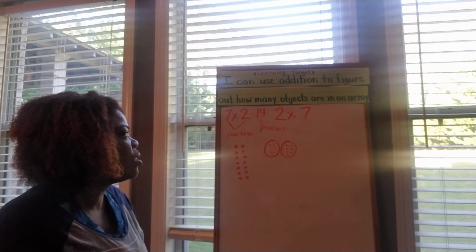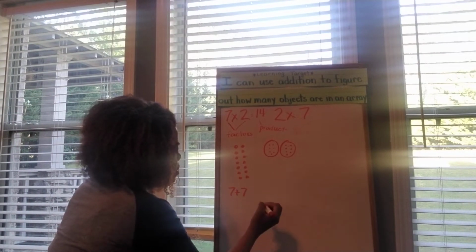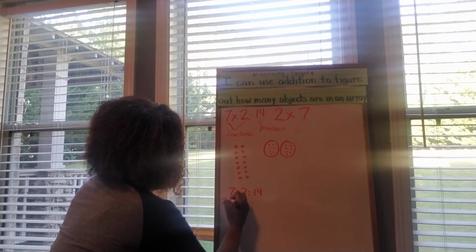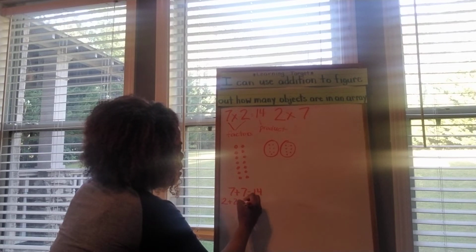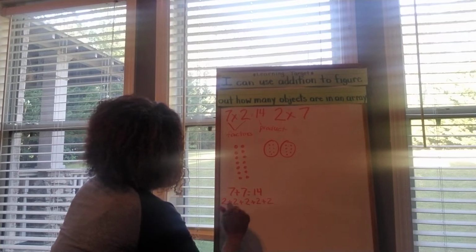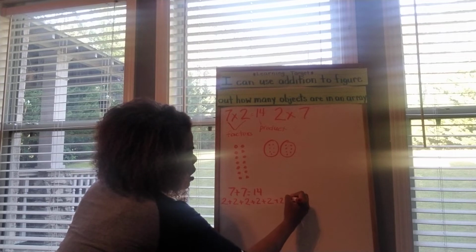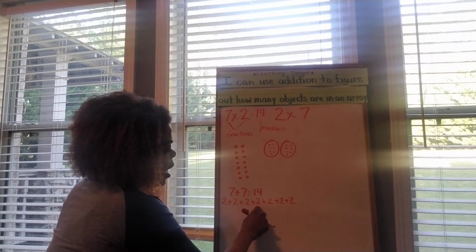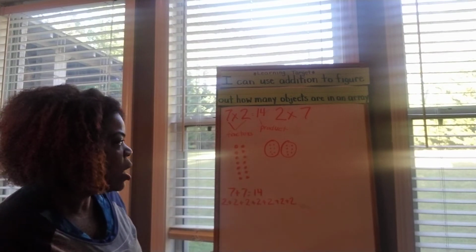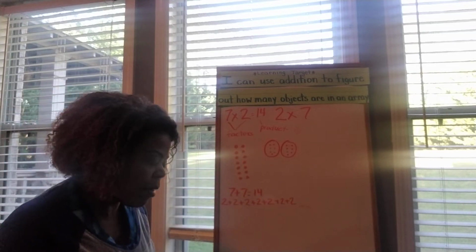What will repeated addition do? 7 plus 7 equals 14, right? Or we could say what? 2 plus 2 plus 2 plus 2 plus 2, that's 1, 2, 3, 4, 5, 6, 7. So it's 2, 4, 6, 8, 10, 12, 14. So those are the 2 ways to show it with repeated addition. 7 times 2 and 2 times 7, right?